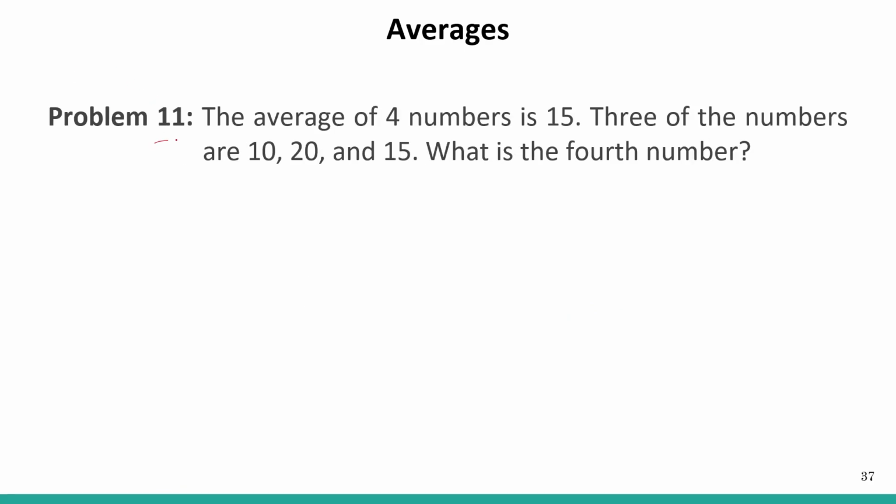So let's see problem number 11. The average of 4 numbers is 15. So 4 into 15 is equal to what? 60. So the cumulative count of the 4 numbers is 60, or their addition is actually 60.